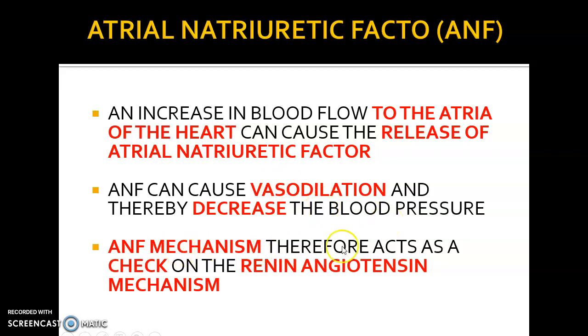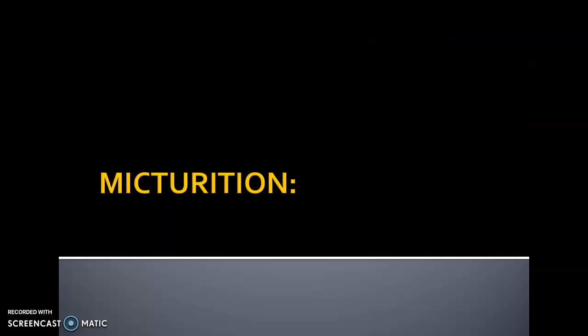ANF mechanism therefore acts as a check on the renin-angiotensin mechanism. As we have discussed earlier, the renin-angiotensin mechanism is responsible for an increase in the blood pressure and thereby an increase in the GFR. So there should be a mechanism which will act as a check on it, and that is why your heart produces this atrial natriuretic factor, that is ANF, thereby helping in reducing the blood pressure.